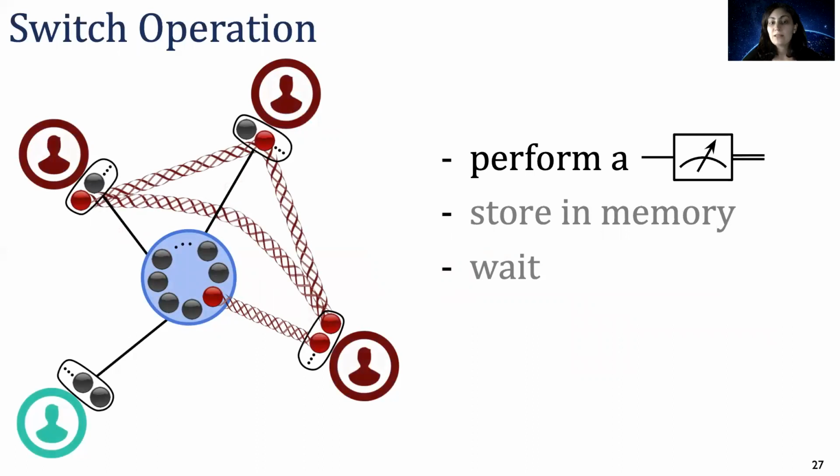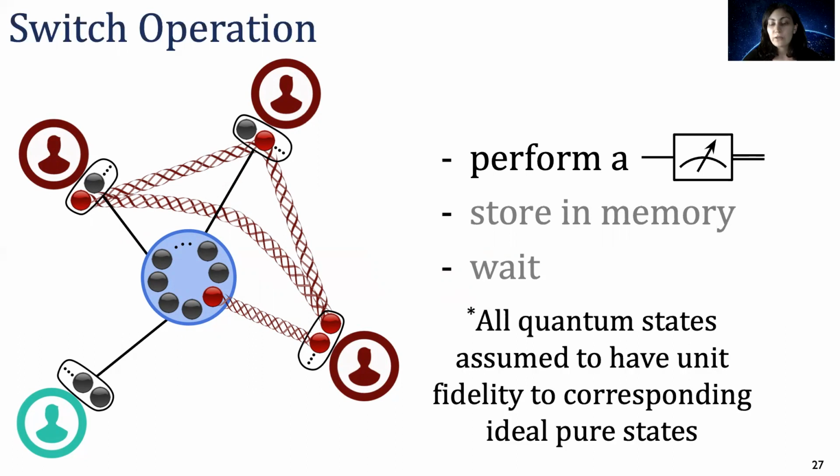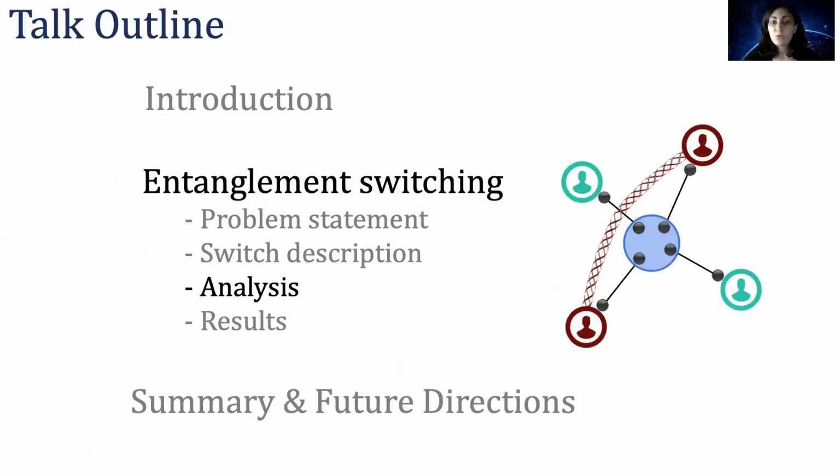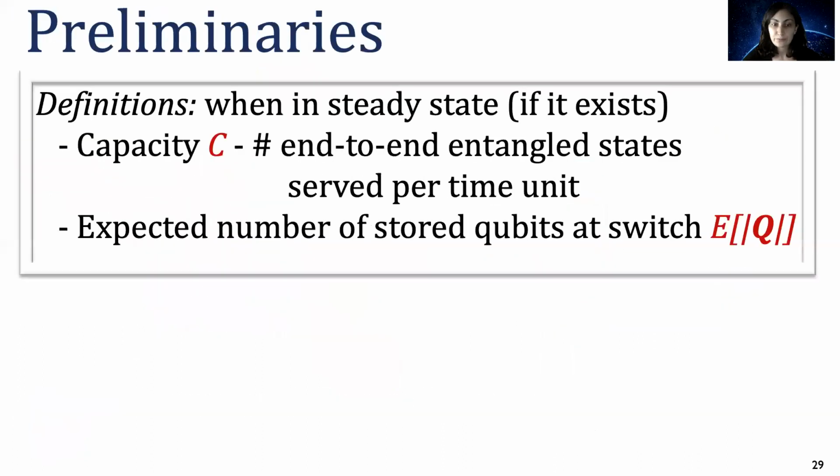It's worth noting that successfully generated quantum states are sometimes not what they ought to be. Fidelity is a measure of closeness of a quantum state to the desired quantum state. In this work, we assume that all quantum states have unit fidelity to corresponding ideal pure states. We can now move on to the analysis portion.